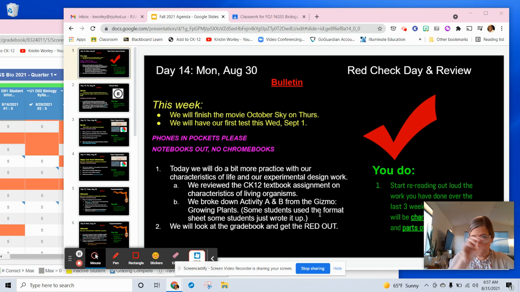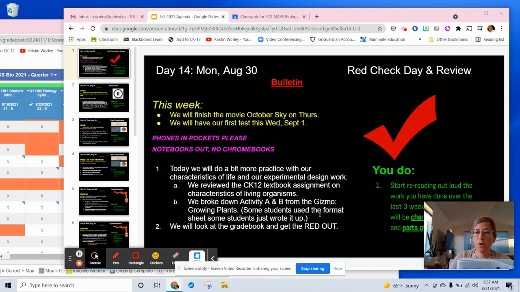So the parts of an experiment and naming what is happening and designing an experiment. You'll be asked to do all of these things on the test. Wednesday's test will not just be multiple choice or matching, we'll also have some free responses. So in an effort to be ready for that, today we reviewed the CK12 textbook assignment.